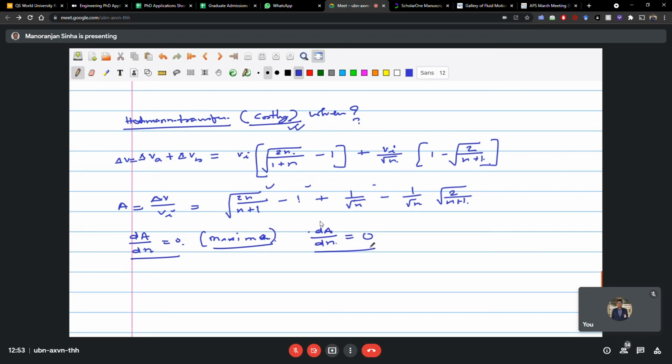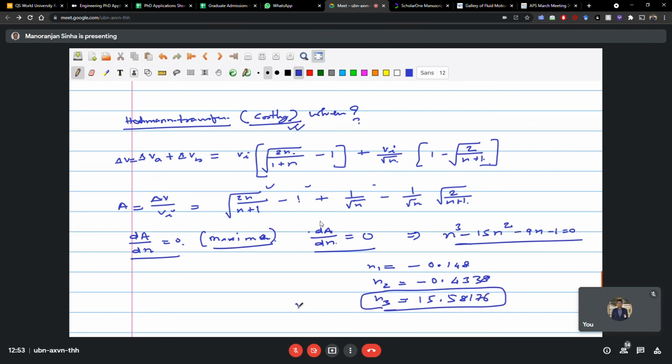Ultimately, once you solve this, it will yield a polynomial of this form: n cube minus 15 n square minus 9n minus 1 equal to 0. So a cubic polynomial, and this will give you three solutions. n1 will be equal to minus 0.148, so this is not a solution. n2 will be minus 0.4338, so this is also not a solution because it is negative. And n3 turns out to be 15.58176, and this corresponds to the maximum.